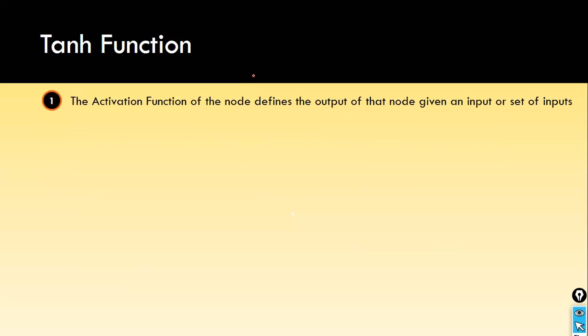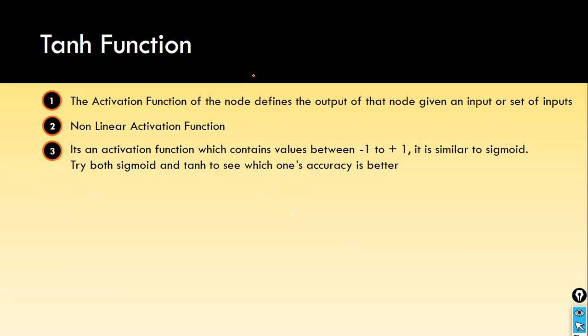The next one is the tanh function. It defines the output of a node given an input or set of inputs. This is a nonlinear activation function, and it contains values from -1 to +1. So this is a little different. In the case of sigmoid it is 0 to 1, ReLU is 0 to infinity, and leaky ReLU is minus infinity to plus infinity. p-ReLU takes care of coming up with the optimal slope in the negative direction. Tanh takes values anywhere between -1 and +1.